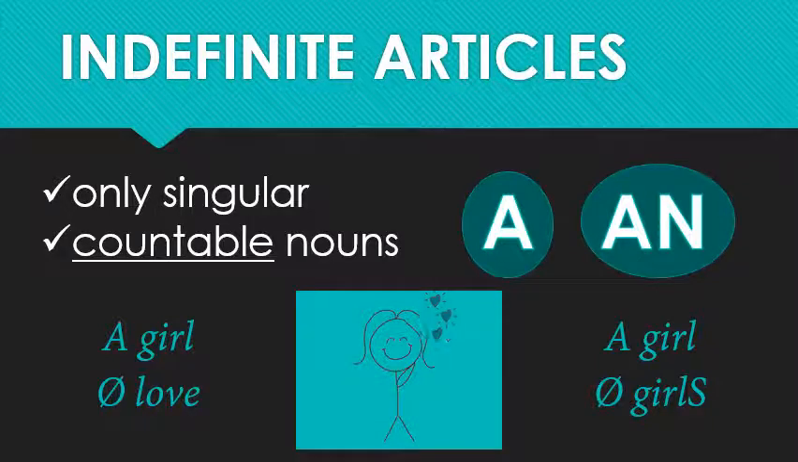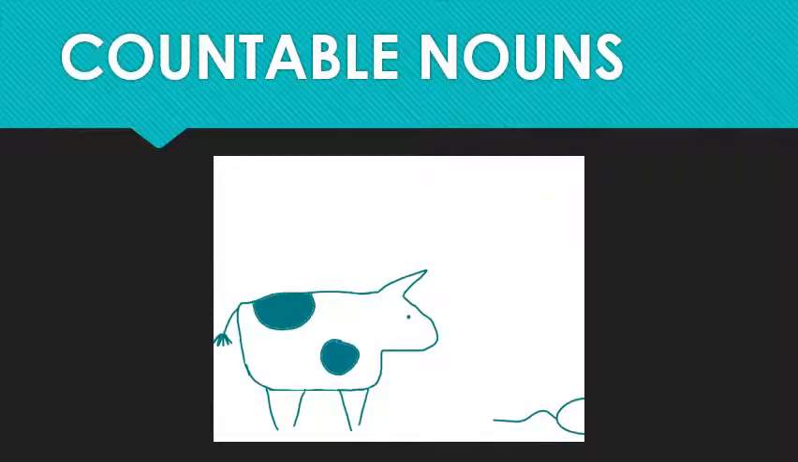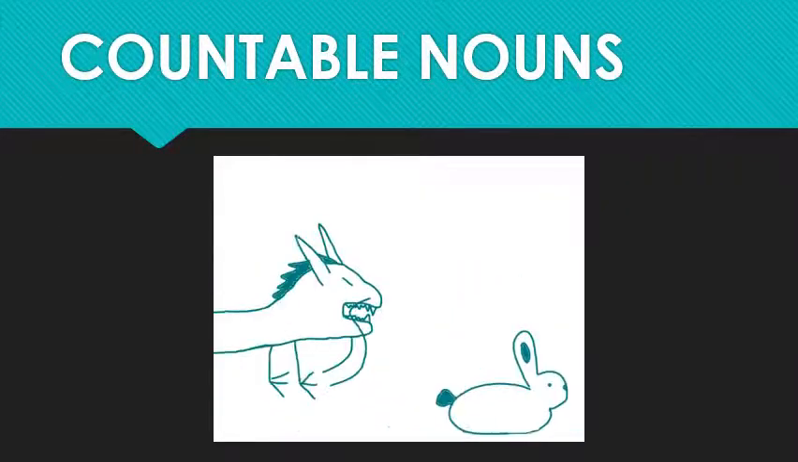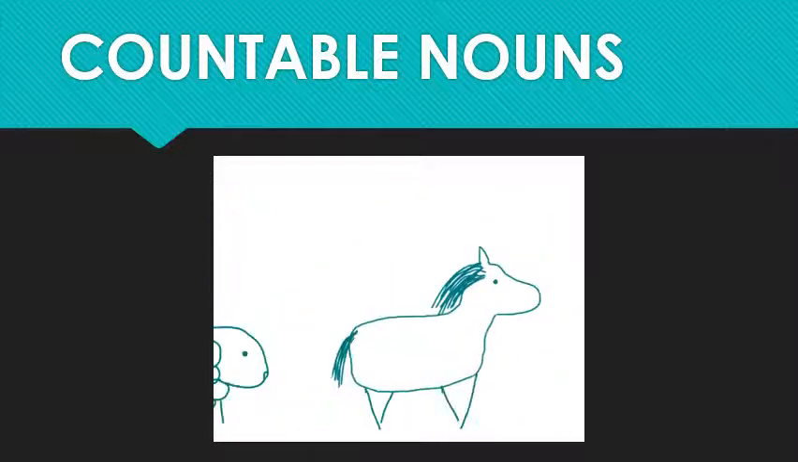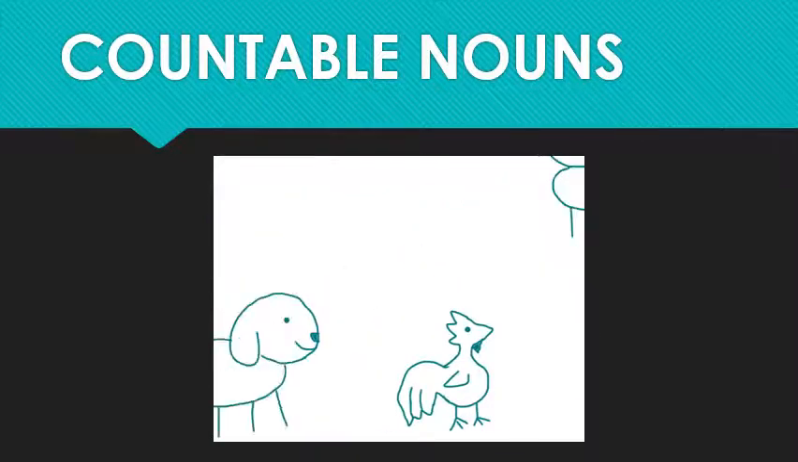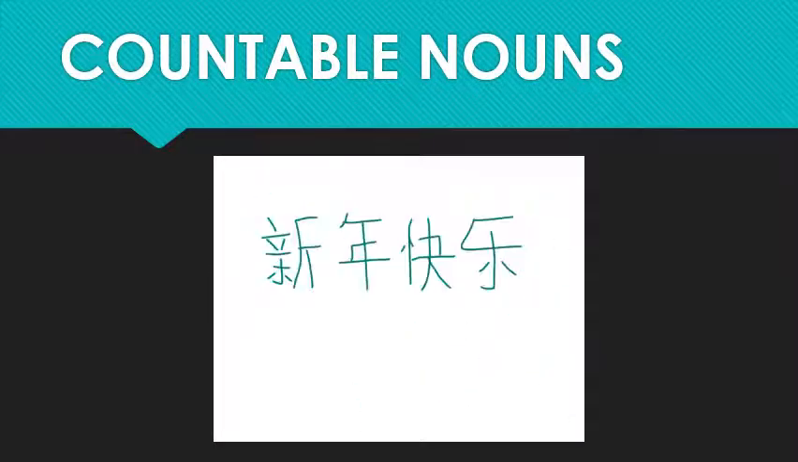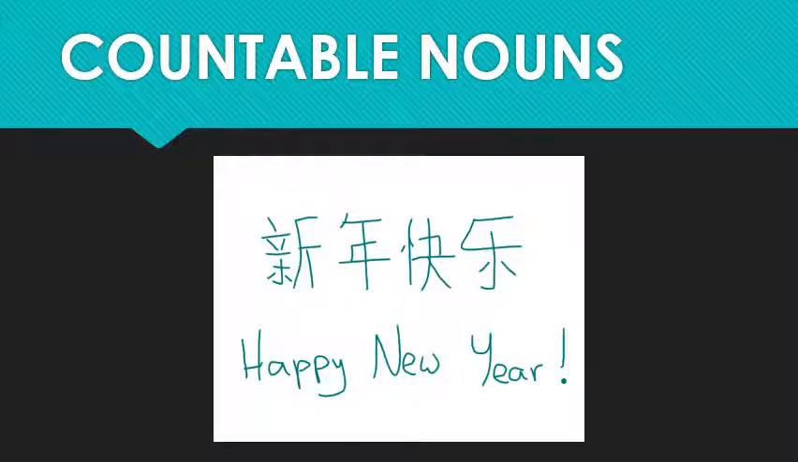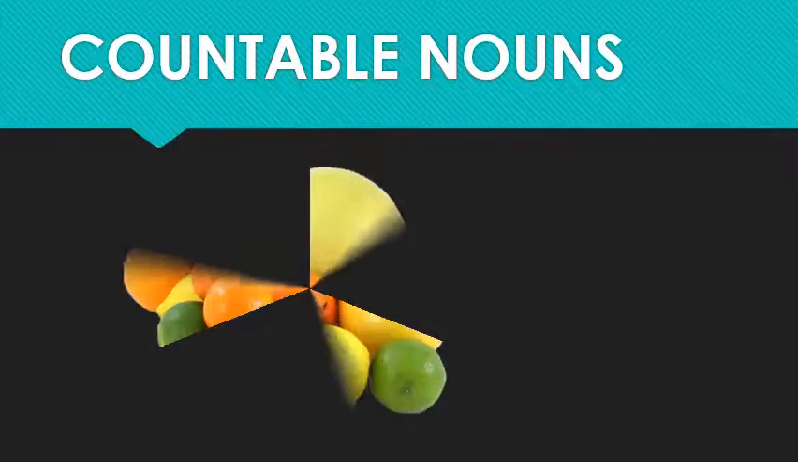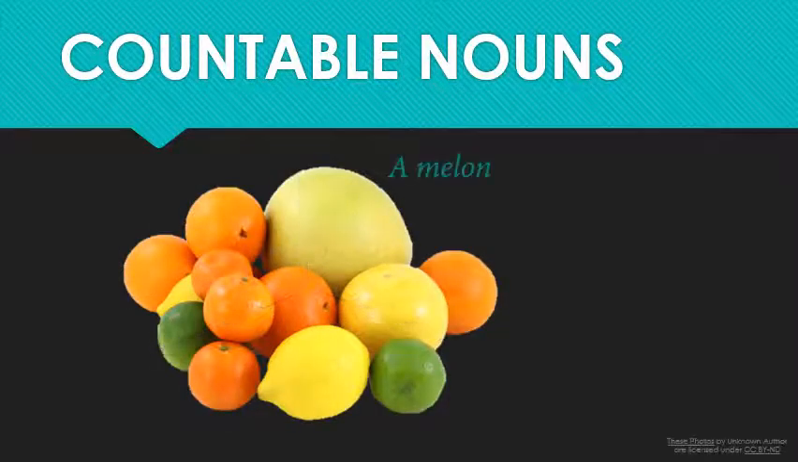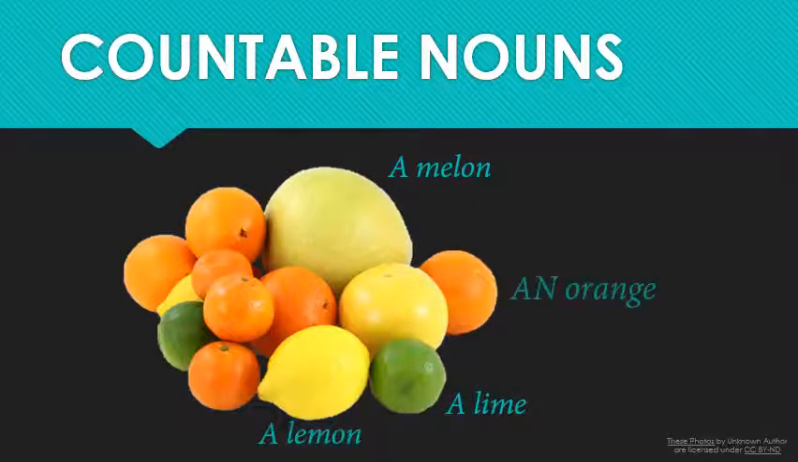So now let's talk about what I mean by countable. Countable nouns, in theory, are nouns that can be counted. So a dragon, a snake, a horse, a sheep, a dog, a pig, a firework, an explosion, a word. Or you could see here a melon, a lime, a lemon, an orange. Okay, so I can count them. All these things I can count.